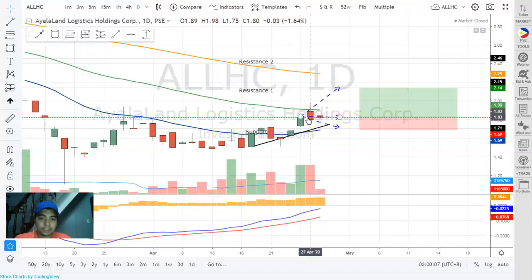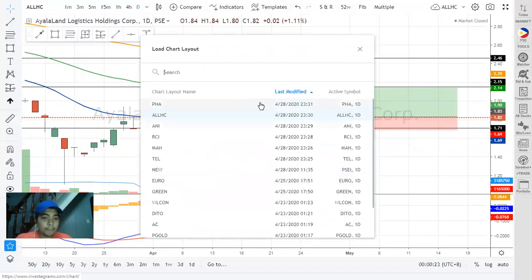For this one, still the same. It's quite consolidating. You can see quite a high volume at this point. The resistance line is still the same and the support line is right there. Last two, we have the PHA here.